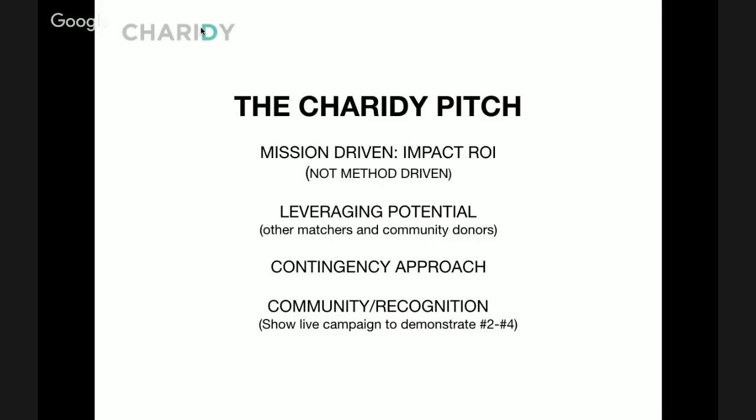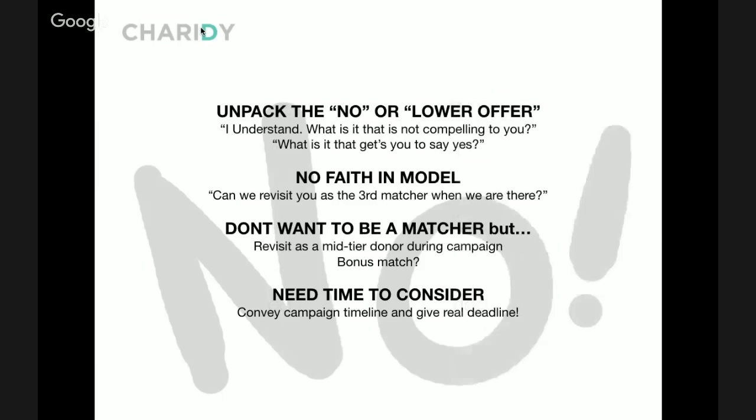This is how the matchers are. Every time a dollar comes in, another dollar comes out from the matchers. Being able to show them that for a live campaign, or even successful campaigns where they can see it visually, is important. So these are the 4 things I would say for a matcher you want to be able to make clear: the mission, leveraging matchers in the community, the contingency, it's all or nothing, as well as the community and the recognition that's associated with that.